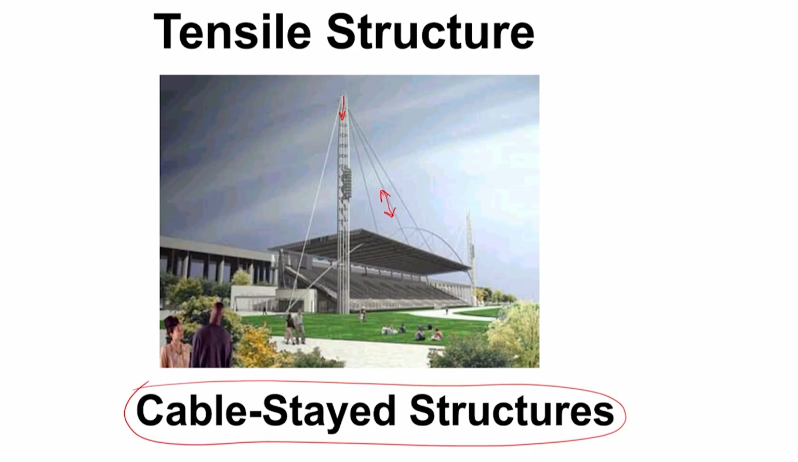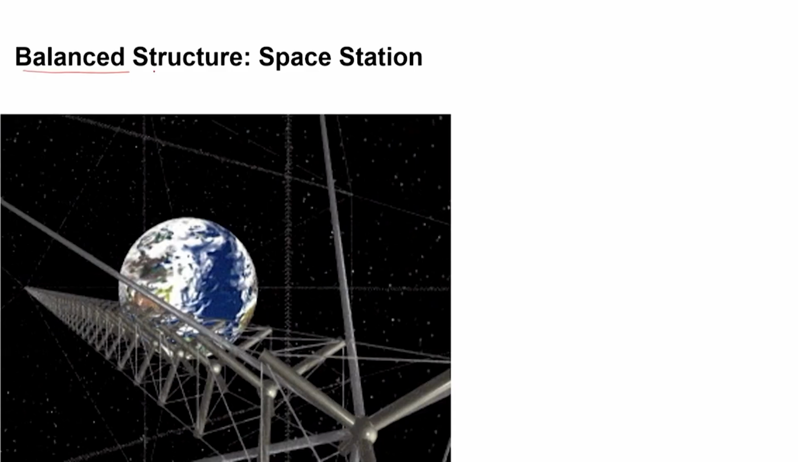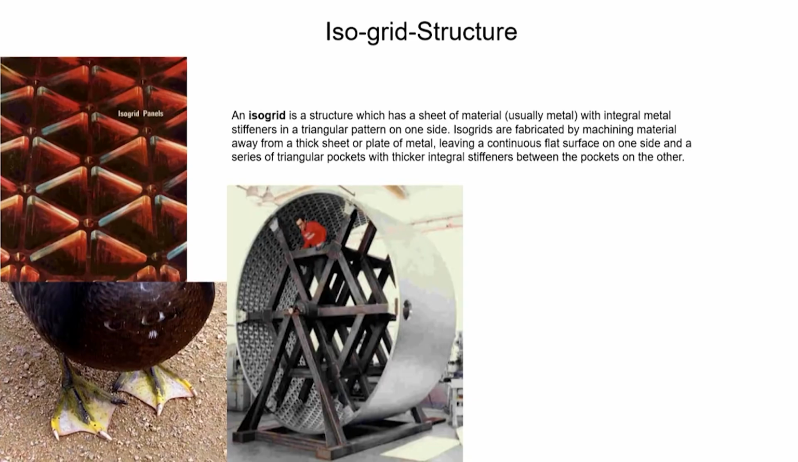Some structures are neither compressive nor tensile. The best example is the space station. This type of structure is called a balance structure. The space station, as you know, carrying material from the earth to space is a great challenge, and hence it is designed in such a manner that it is completely balanced, both in tension and compression. Another example from space is the rocket casings, which are based on a structure called isogrid structure.